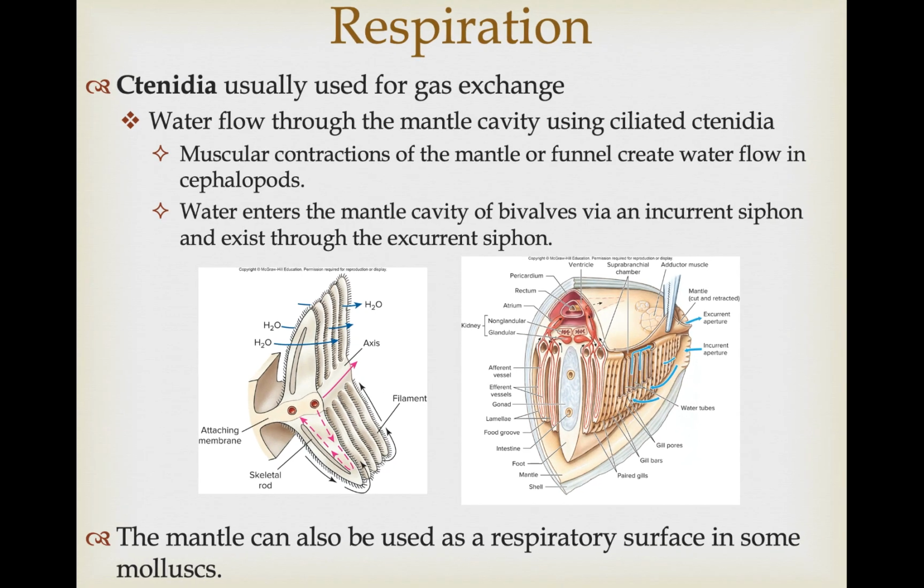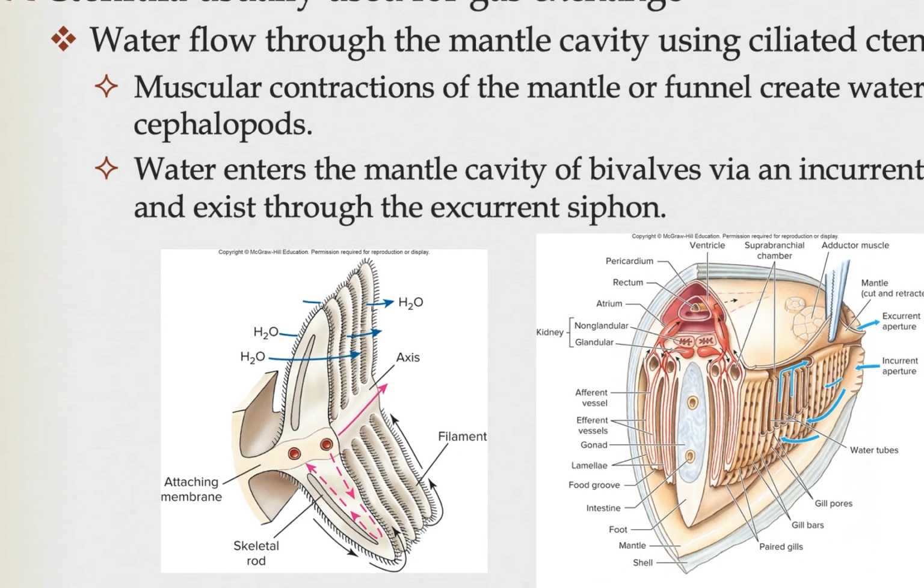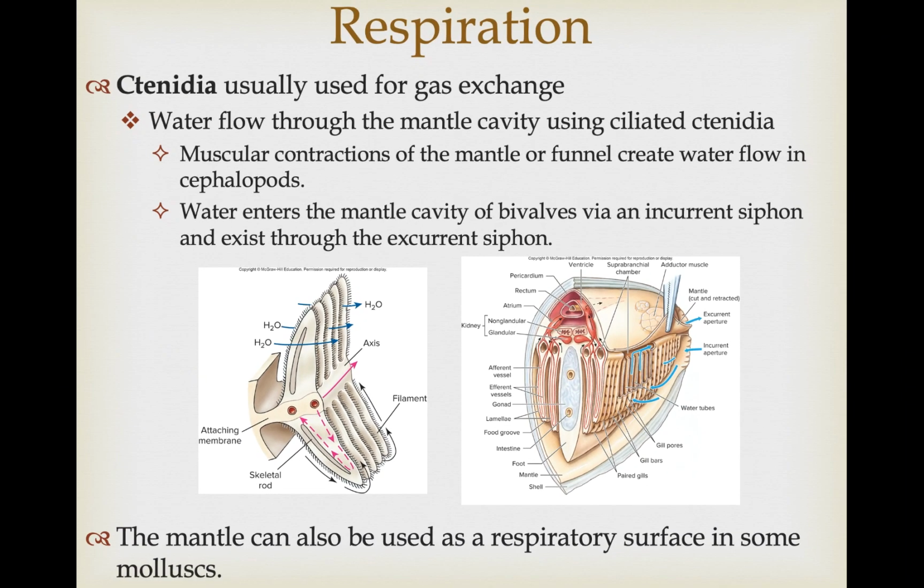As far as respiration goes, most of these are aquatic and have ctenidia or gills. They're used for gas exchange. The water flow through the mantle cavity is created using the ciliated ctenidia. Now in the cephalopods, because again they're more active, ciliated movement is not going to be sufficient, so they have greater muscular contractions and control associated with the mantle cavity or the funnel to create water flow more efficiently through their body.